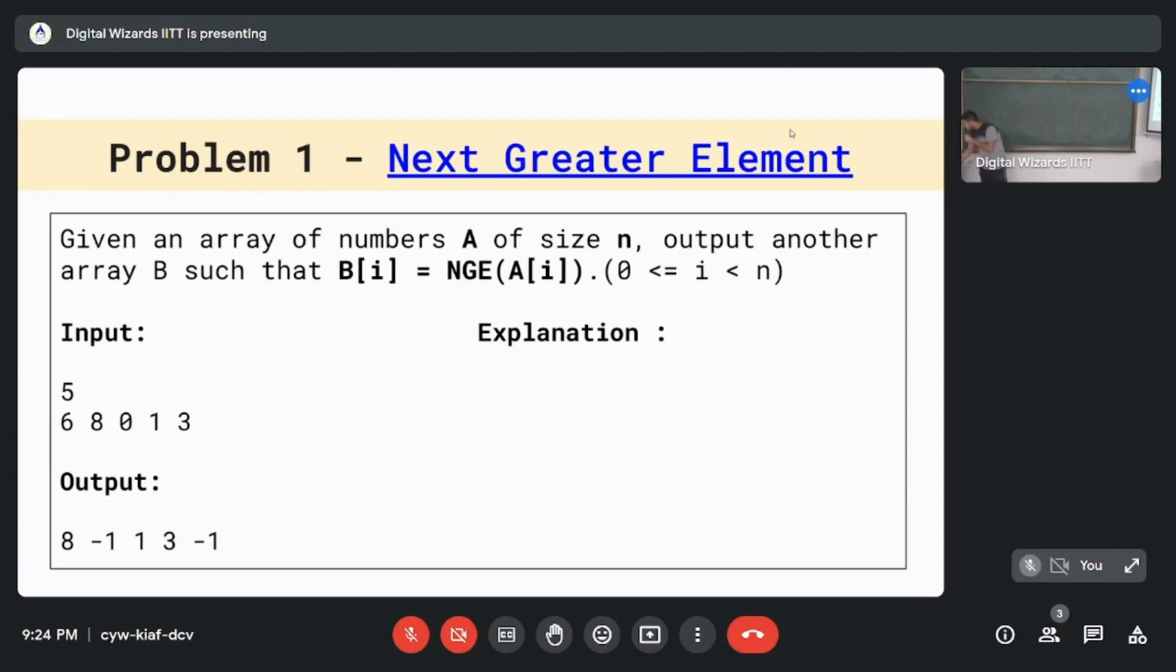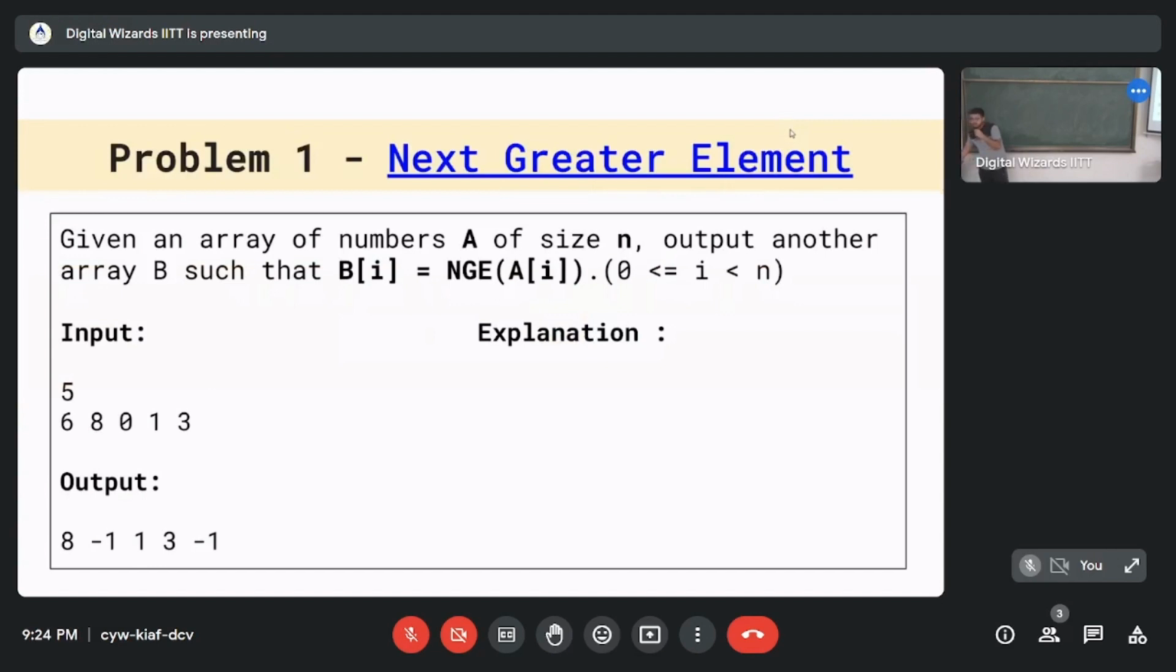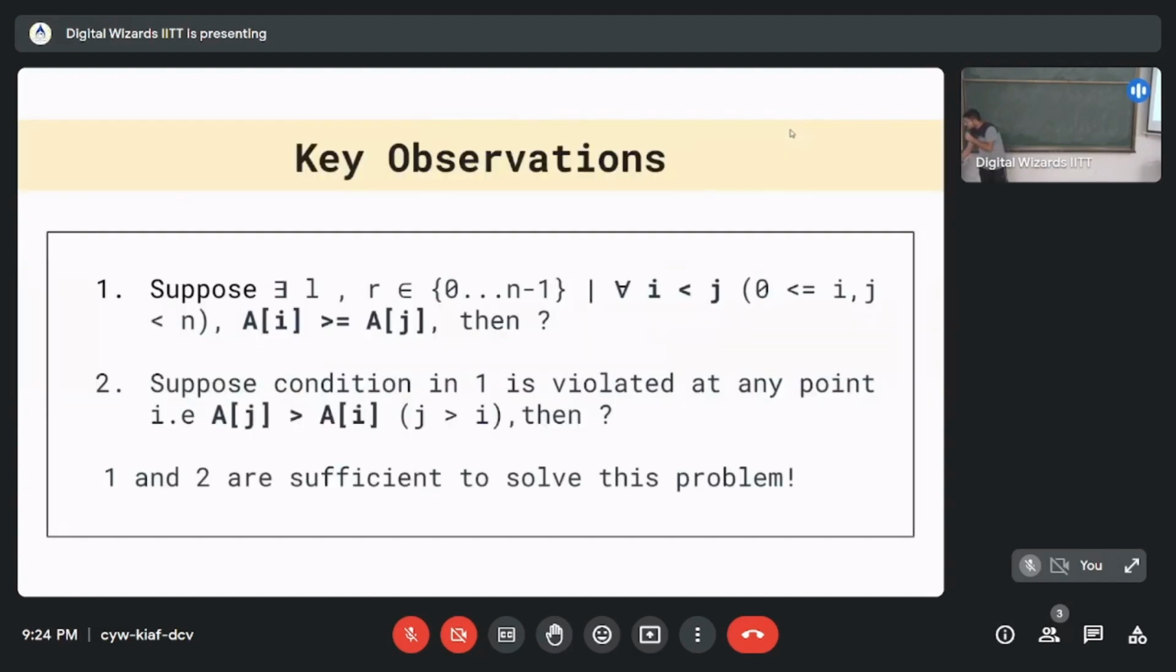So I would like to take it from you guys, what are the observations that you can make from this to suggest a better solution? Okay, I want to confirm at least all of you have understood this problem statement correctly, right? Because most of you haven't heard about this problem. All right. So I want you guys to focus on these key observations.